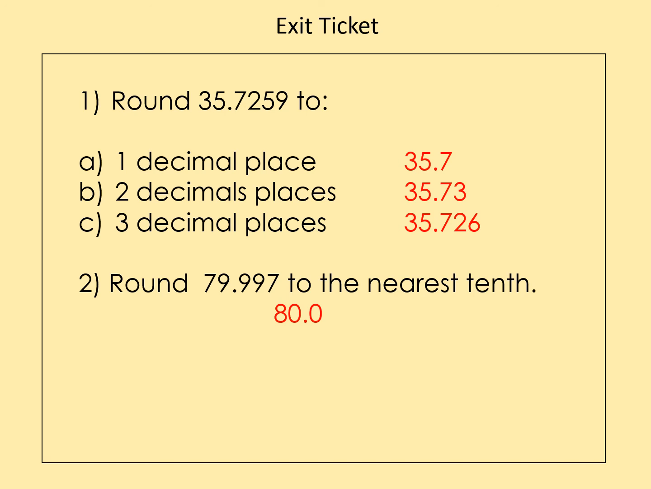So 1A is 35.7, B is 35.73, C is 35.726, and question 2 is 80.0. Remember, we need that placeholder after the decimal point with a 0. Otherwise, if we just write 80, it will be wrong, I'm afraid, because it asks to nearest tenth, which is the same as one decimal place.